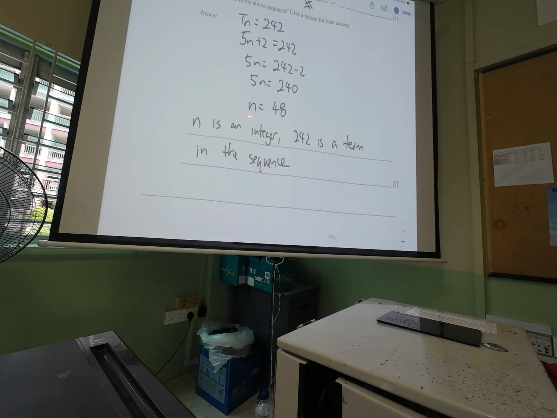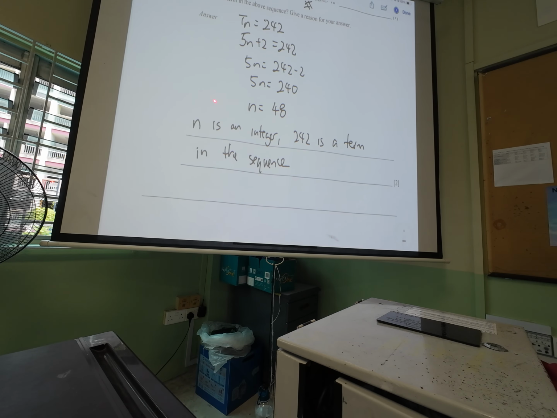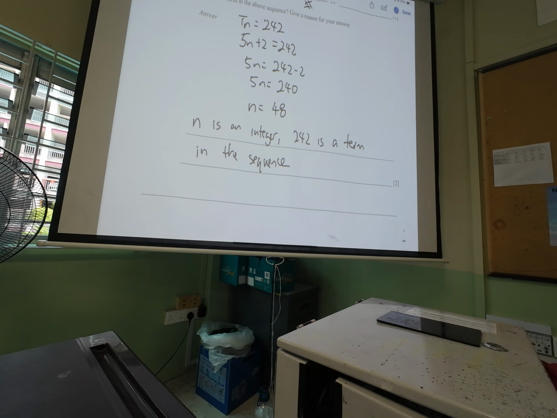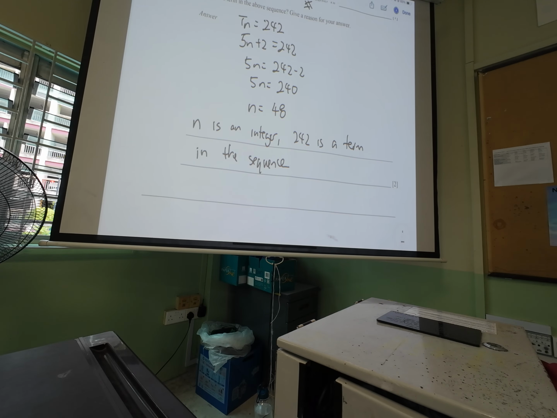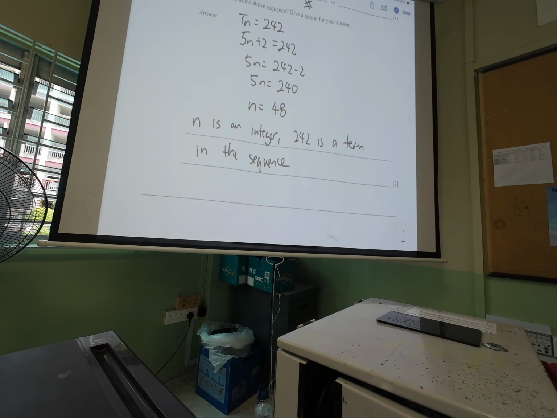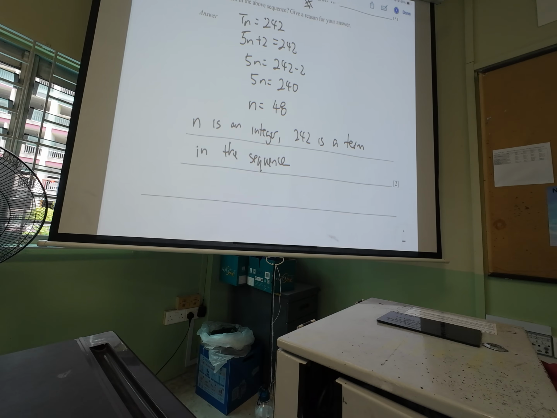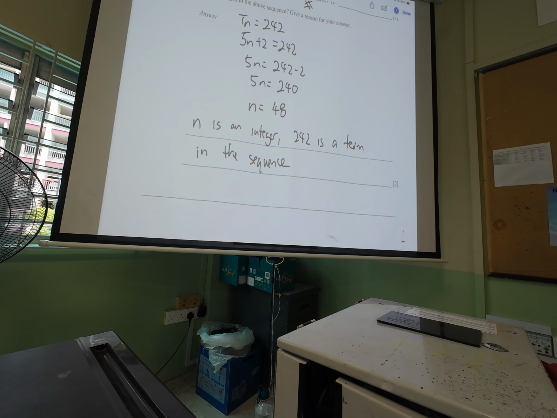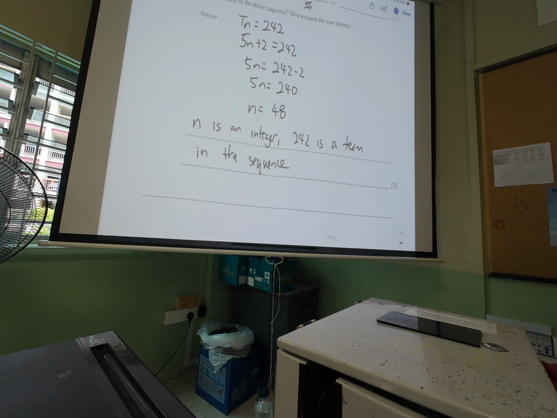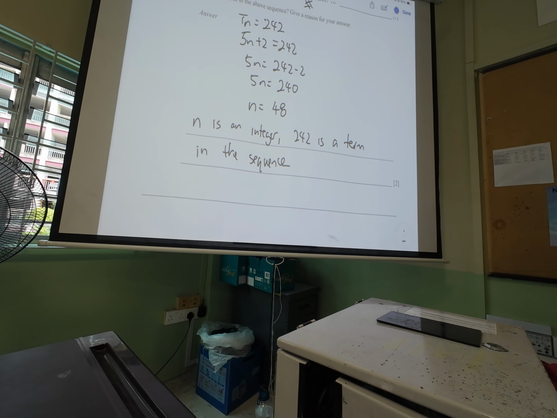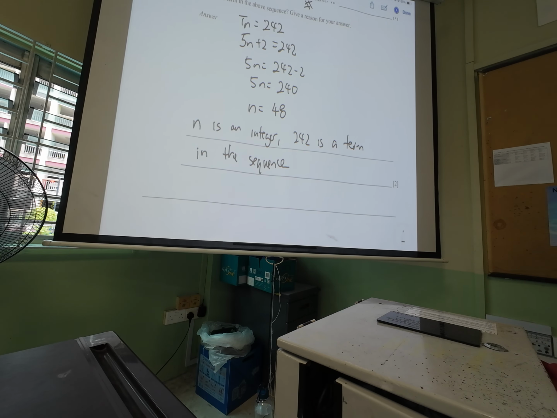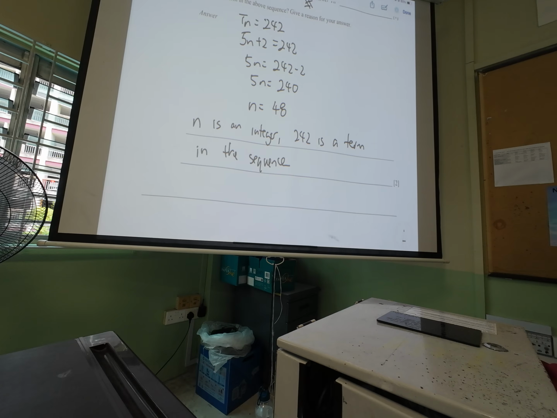Okay, so it should be the 48th term. Some of you, I think you go and calculate, then you tell me it is the 47th term. Wrong. That one is also like guess and check. And some of you, the thinking, the logic is not correct, that's why you got it wrong. So this one is the correct working for this.